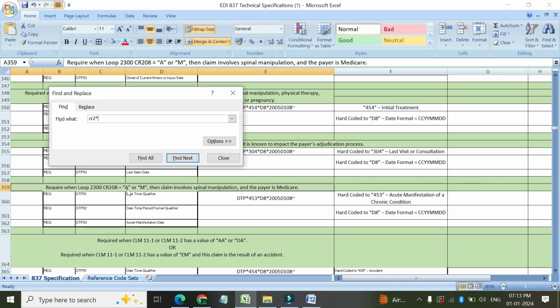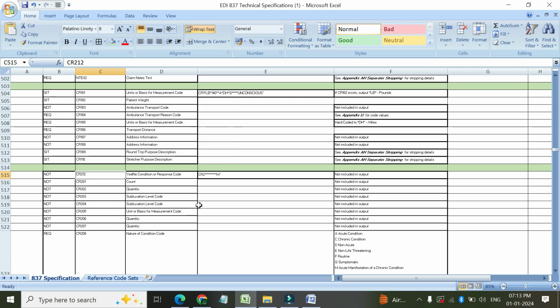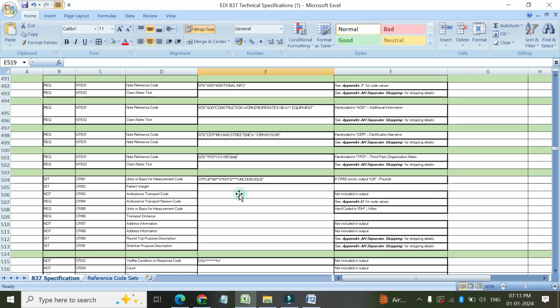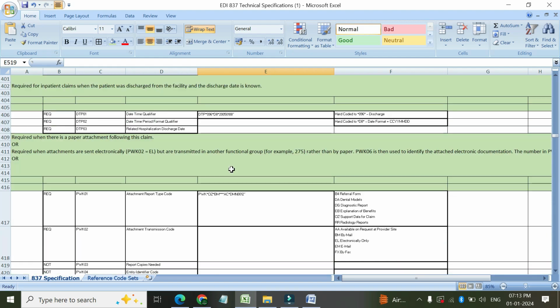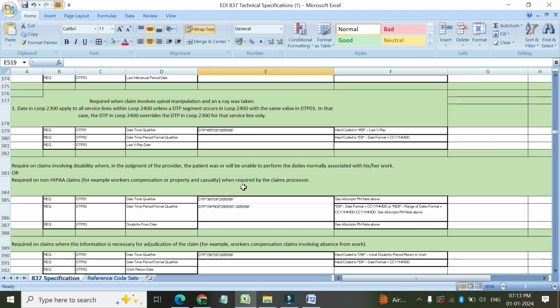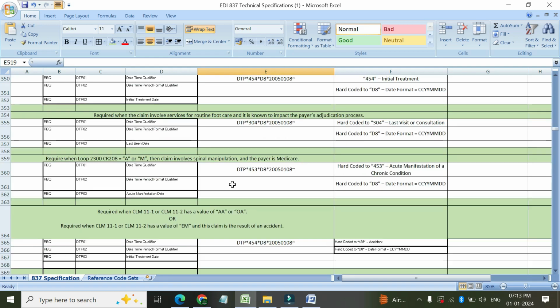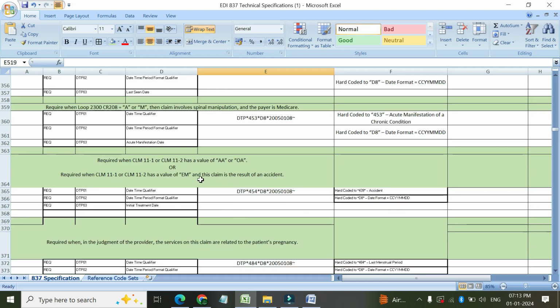CR2 asterisk. Okay, CR208 is the nature of condition code. A if it is an acute condition, or M if it is an acute manifestation of a chronic condition. In that situation, the manifestation date is required. So these are how rules are defined, guys. Okay, let's move ahead.